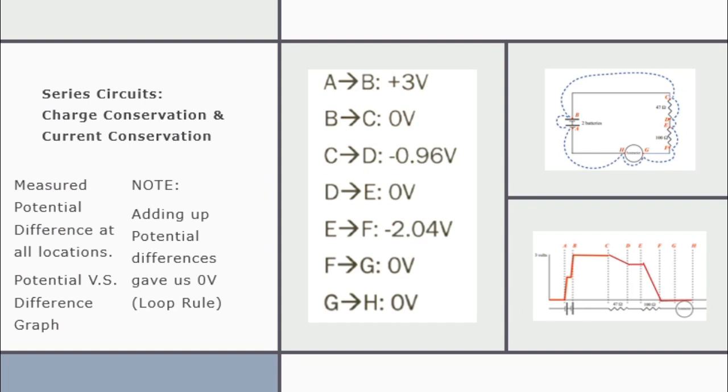Moving on to the next part, I examined charge and current conservation in the series circuit and measured the potential differences at different points, and created a potential difference graph, as shown here to the right. When I added up the potential differences in the loop, they summed to 0 volts, which confirms the loop rule and demonstrates that energy is conserved throughout a closed loop in the circuit. And these were the points that I measured in the circuit.